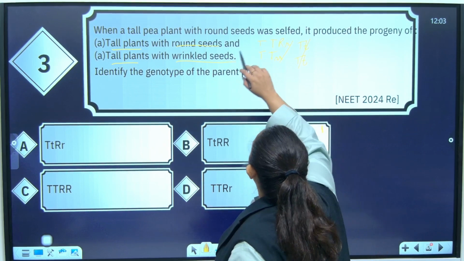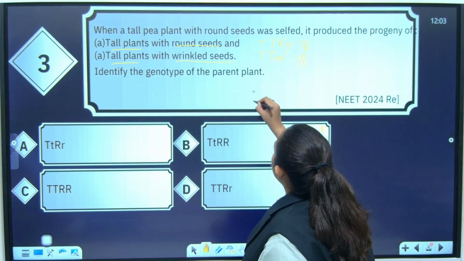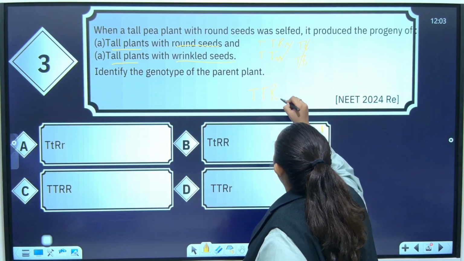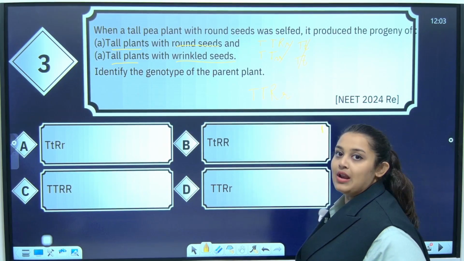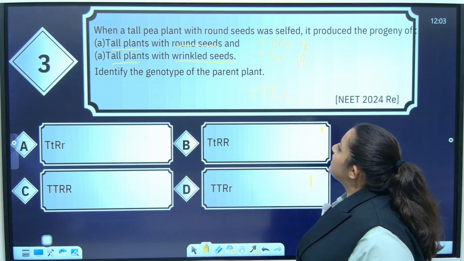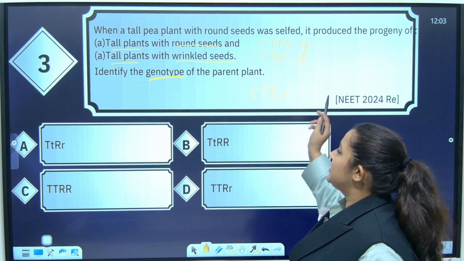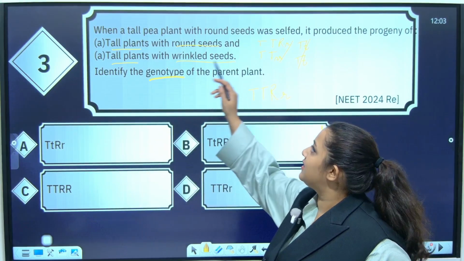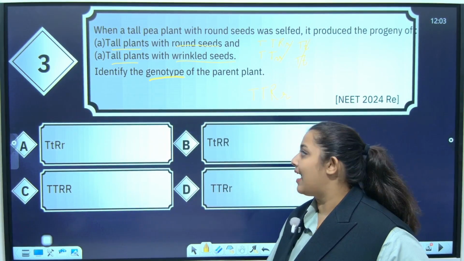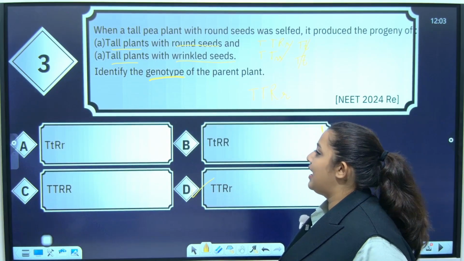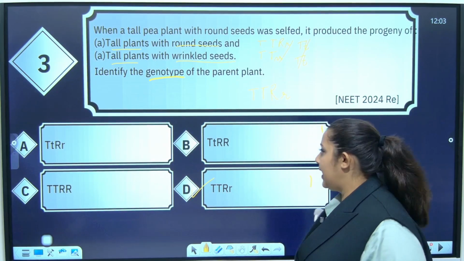So what are we seeing over here? We have two capital T's, one capital R and small r. This is supposed to be the genotype of the parent plant. Once it selfs with itself, these are the possibilities that you can get. So which is the answer? Two capital T's, one capital R and small r. All right, let's go ahead.